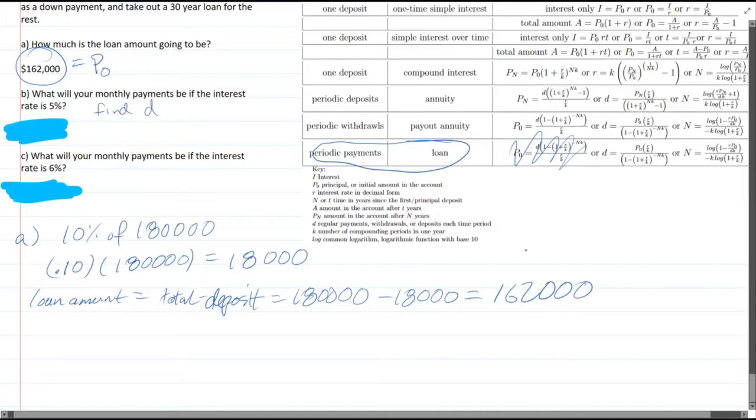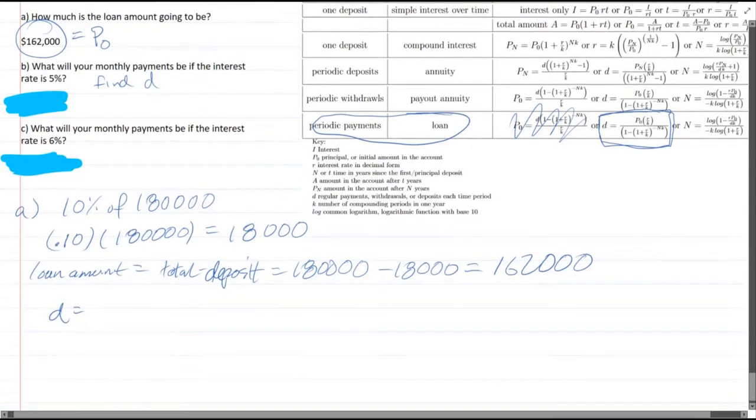Want to find D? So right here, the second formula is already solved for D. So this is the one that we're going to use right here. So let's write that down. D equals P0 times R over K, divided by 1 minus (1 plus R over K) to the negative NK.